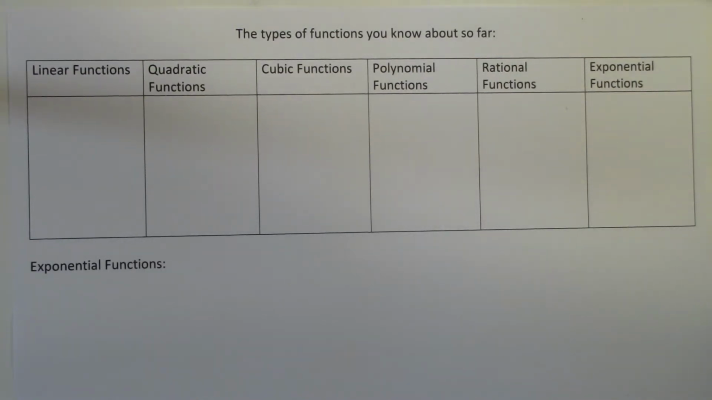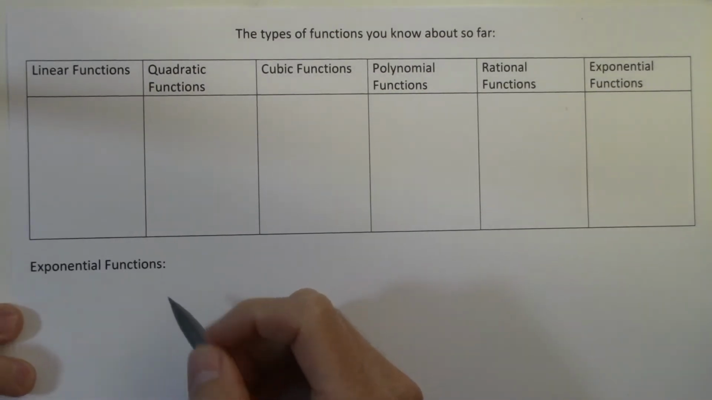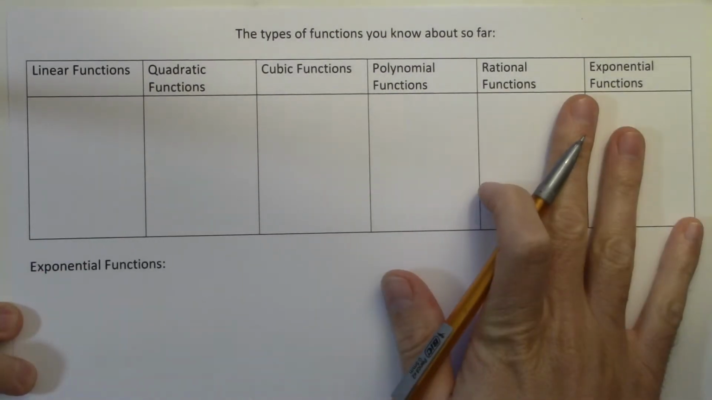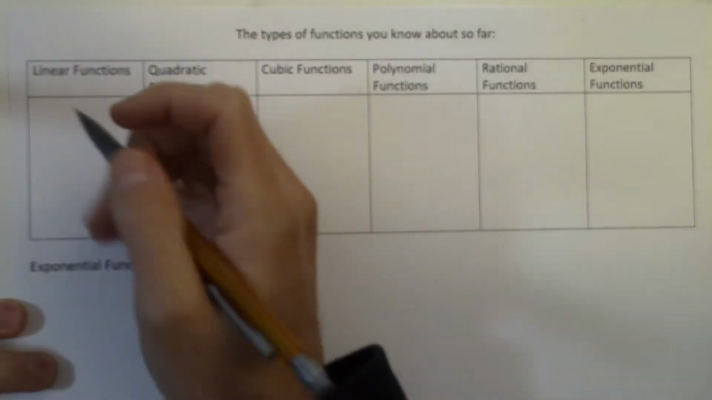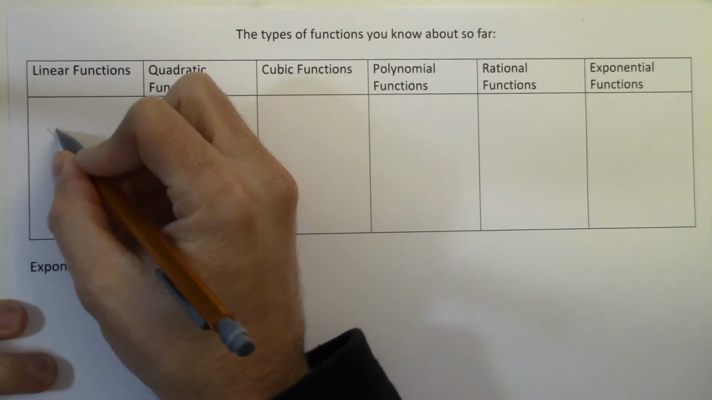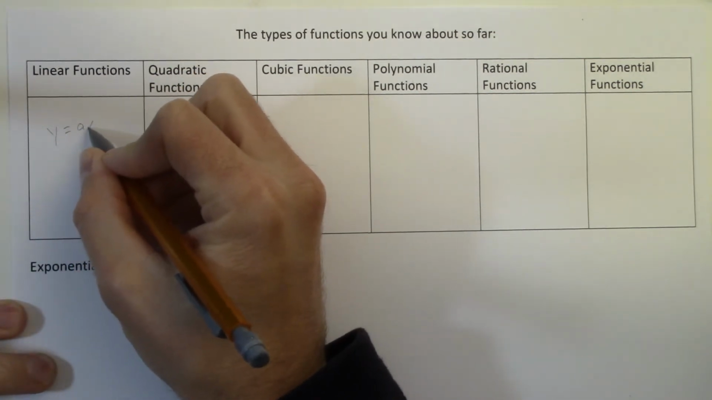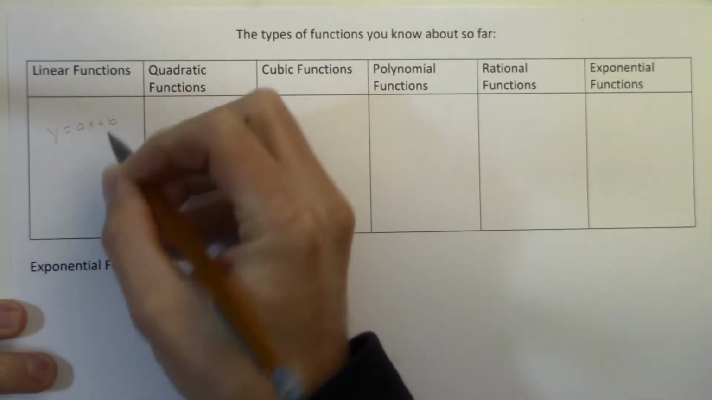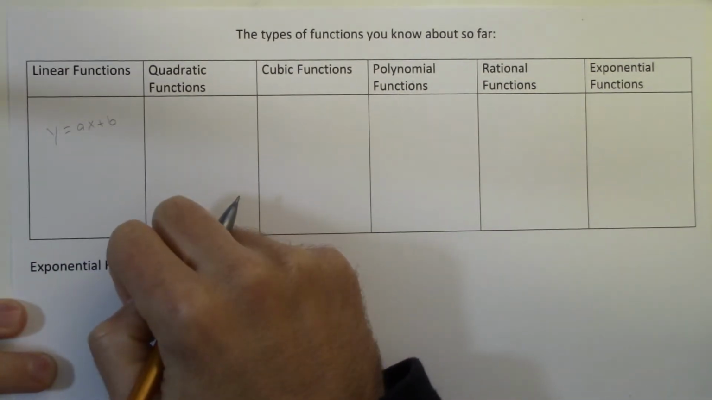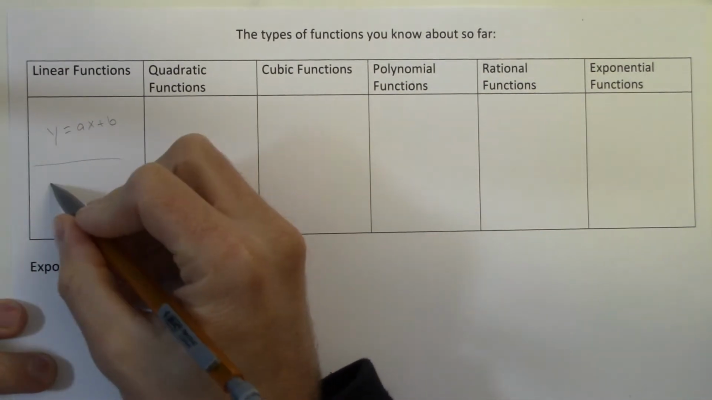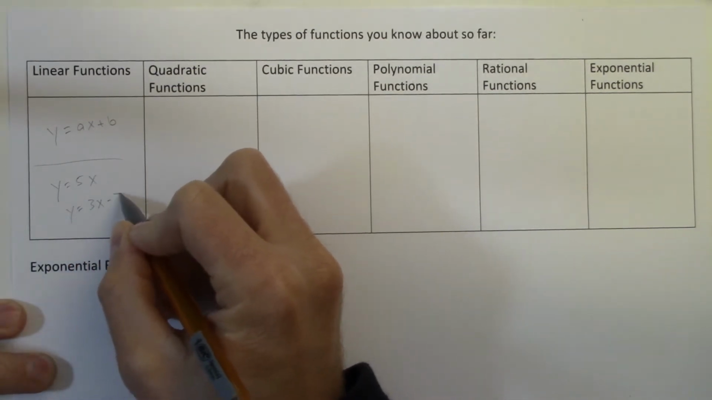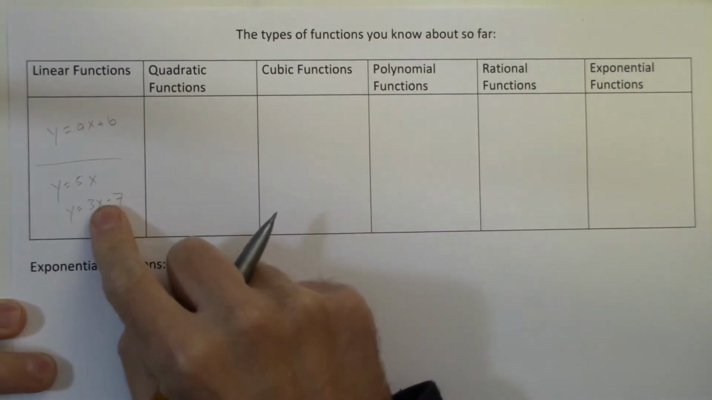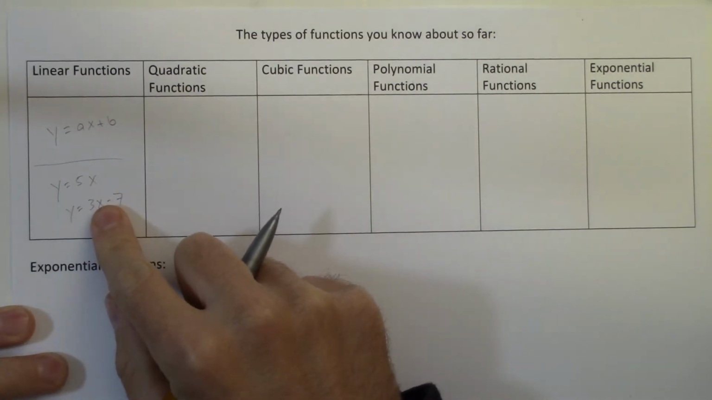Alright, in this video I am going to introduce exponential functions, and I just want to review real quick the type of functions you already know about. So let's just start off with the most basic ones you probably learned in algebra. Linear functions take this form: y equals ax plus b, or you might see mx plus b. Examples would be y equals 5x or y equals 3x minus 7. They just form straight lines, nothing too fancy there.